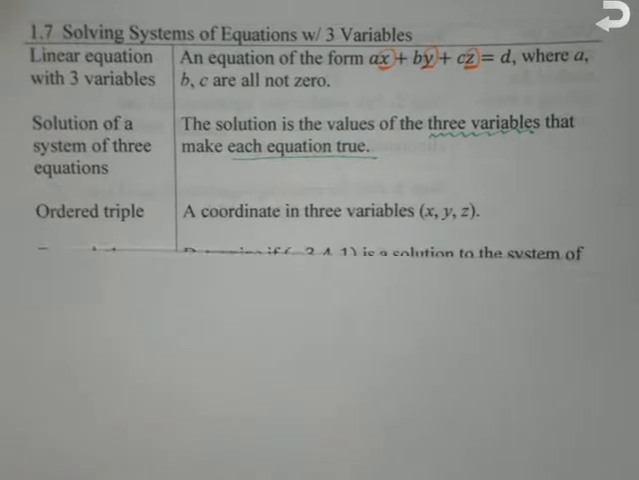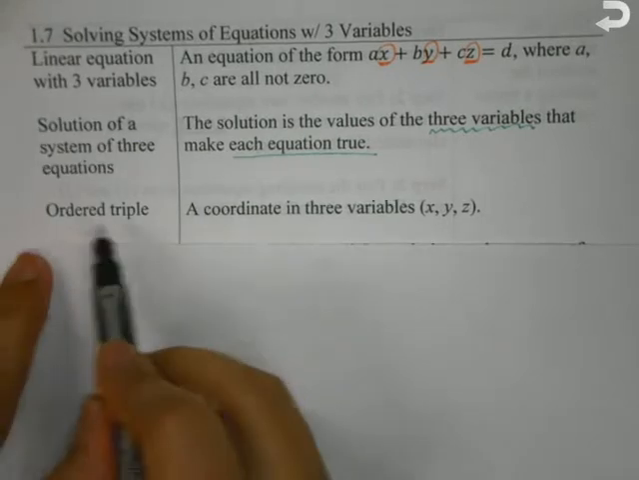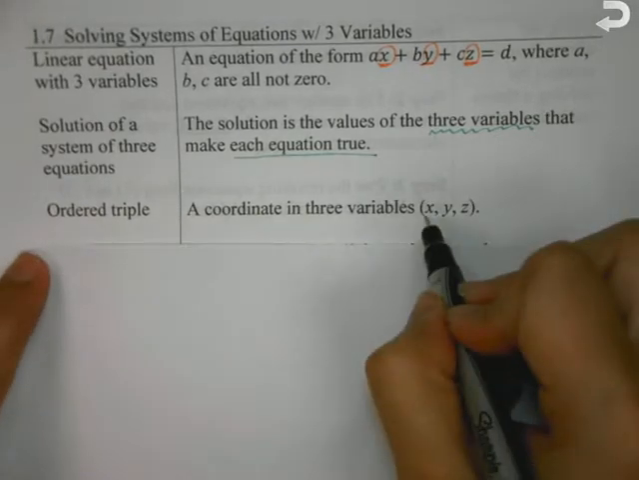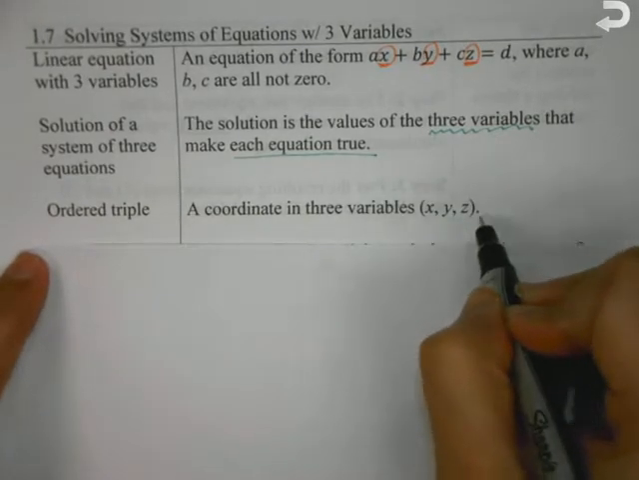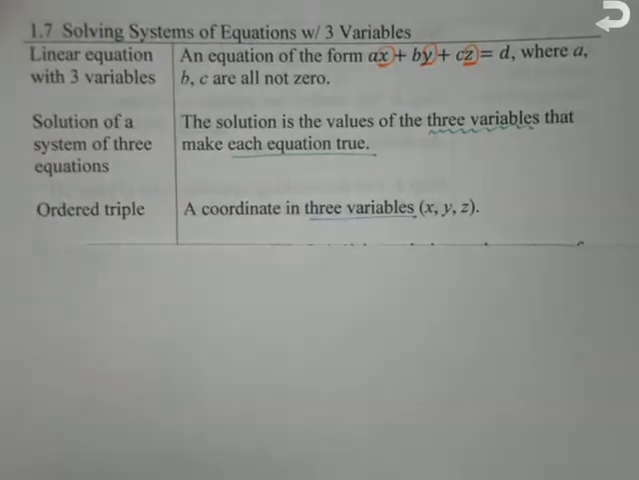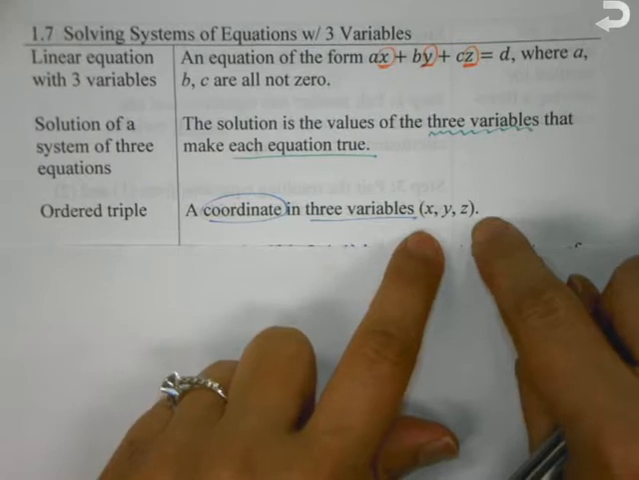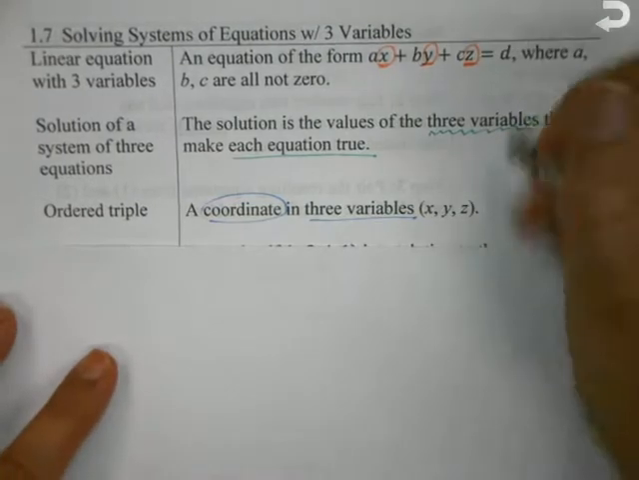Okay, so what's our answer going to look like? You guys know how we've had ordered pairs, x comma y? Now we're going to have what's called an ordered triple, and an ordered triple is x comma y comma z. So there's actually 3 variables in that triple. It's a coordinate still though, so you must put it in parentheses.